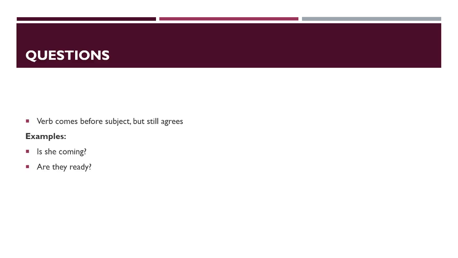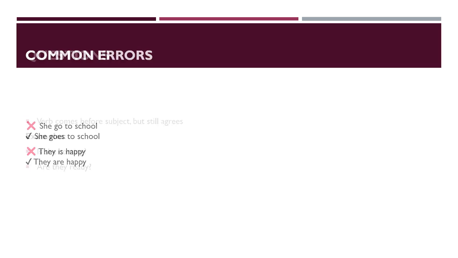Let's look at some common mistakes people often make. We should not say she go to school. The correct sentence is she goes to school. Similarly, they is happy is incorrect. The correct form is they are happy.